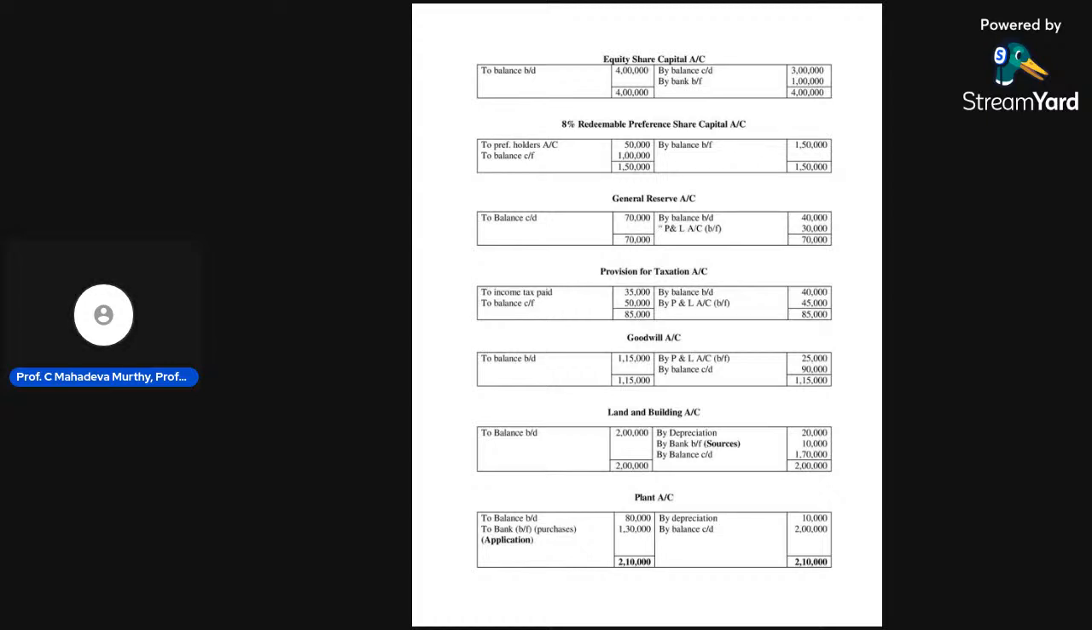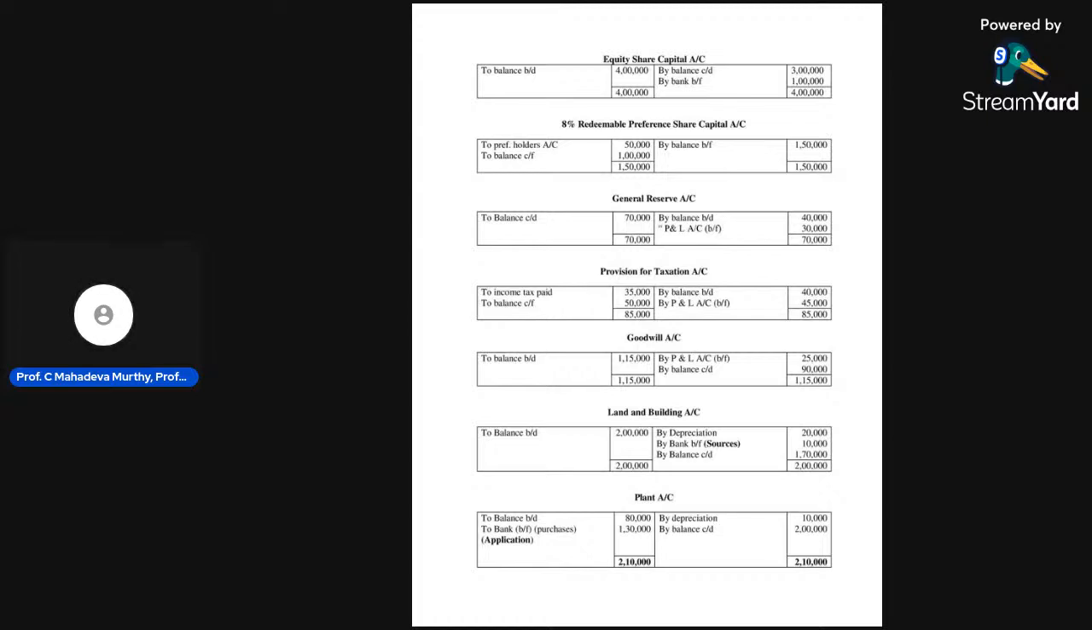Then provision for taxation, that is also by balance brought down 40,000. Balance carried down 50,000. The difference is 35,000. Total is 85,000. The P&L account balancing figure is also in the provision for taxation account, 45,000. Then balance brought down 40,000. The total is 85,000. Here balance carried down is 50,000. Then income tax paid, we need to consider in provision for taxation, 35,000.